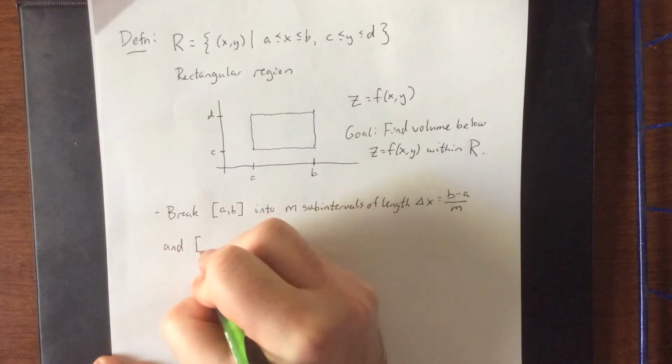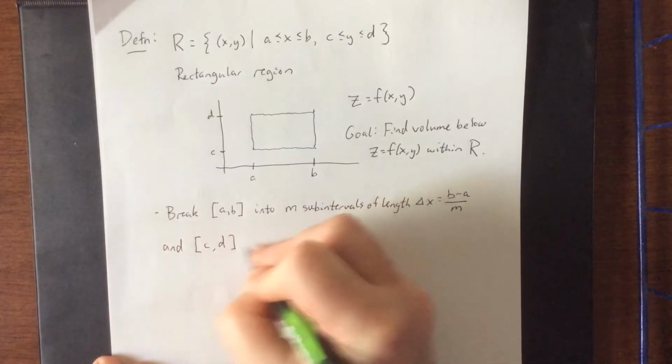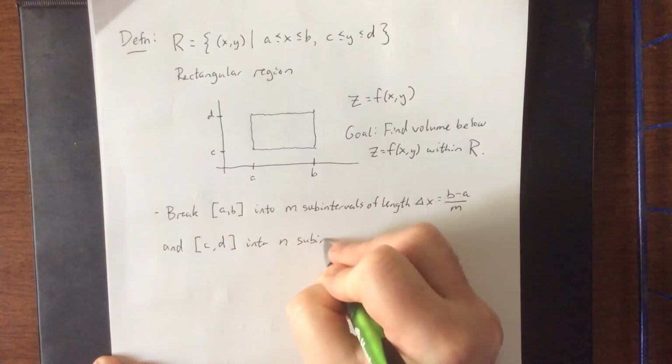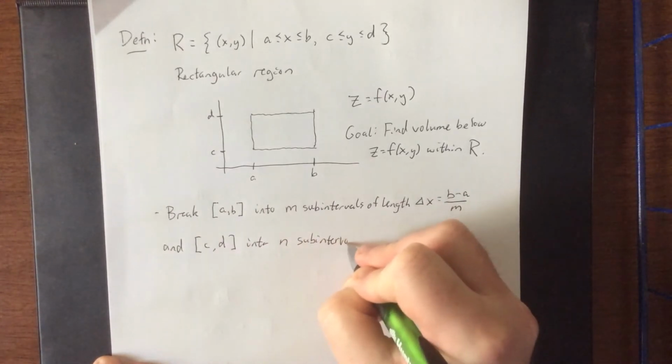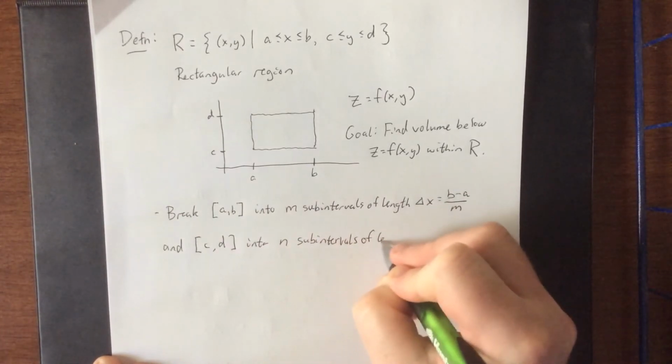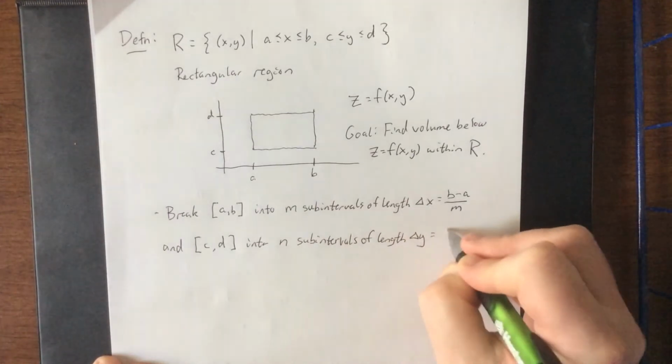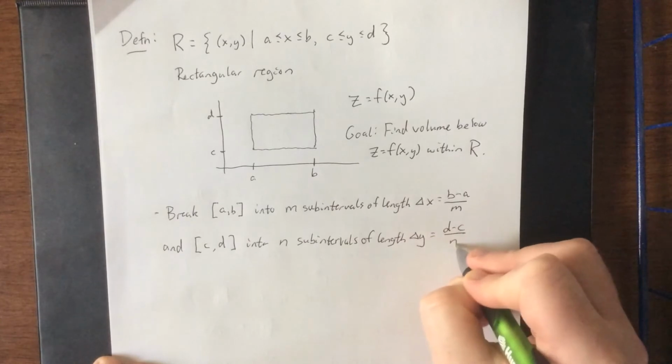Now we'll say and break the interval from c to d into n subintervals of length delta y, and that'll be equal to d minus c over n.